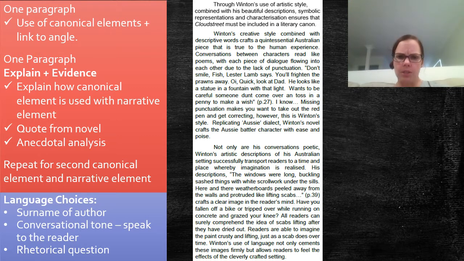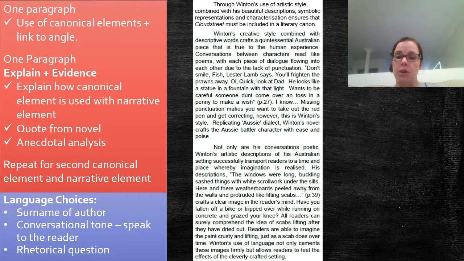Winton's creative style combined with descriptive words crafts a quintessential Australian piece that is true to the human experience. Conversations between characters read like poems, with each piece of dialogue flowing into each other due to the lack of punctuation. "Don't smile. Fish," Lester Lamb says. "You'll frighten the prawns away. Oi, quick, look at Dad. He looks like a statue in a fountain with that light. Wants to be careful someone don't come over and toss in a penny to make a wish." Page 27. I know. Missing punctuation makes you want to take out the red pen and get correcting. However, this is Winton's style. Replicating Aussie dialect, Winton's novel crafts the Aussie battler character with ease and poise.